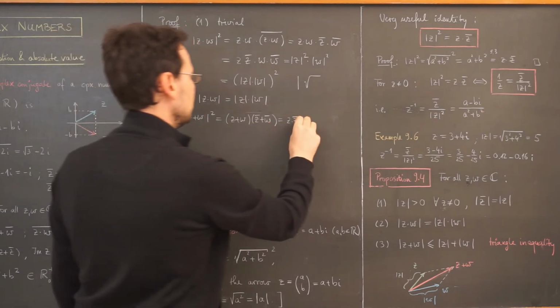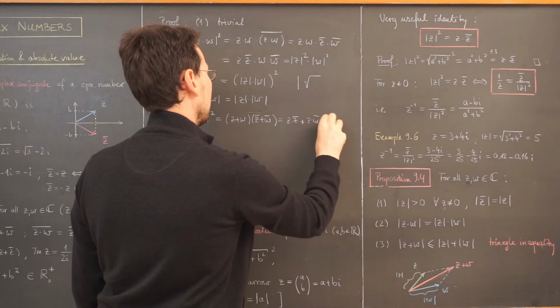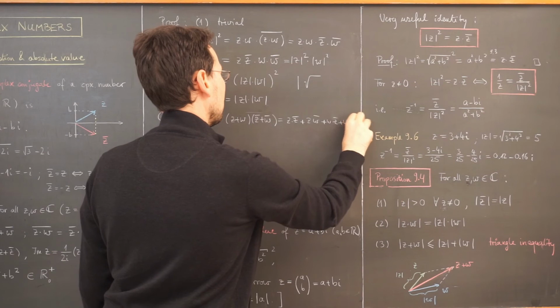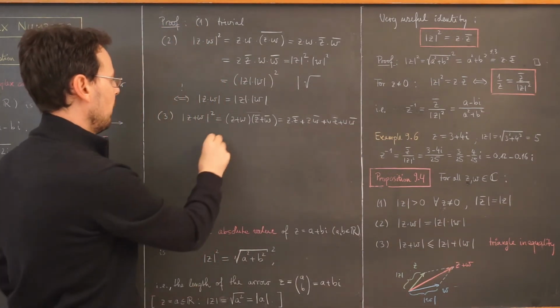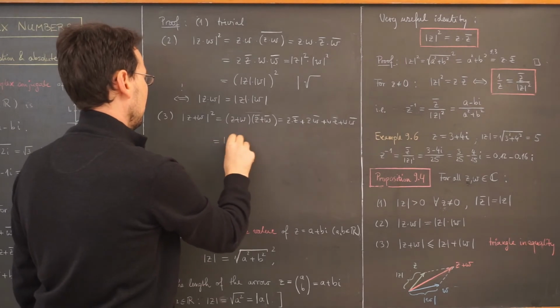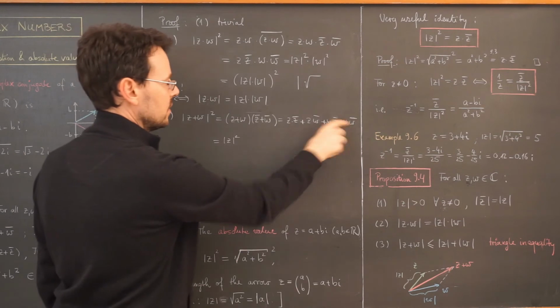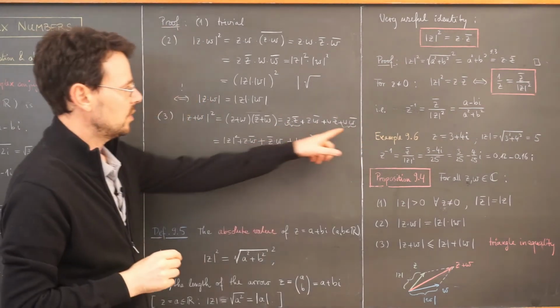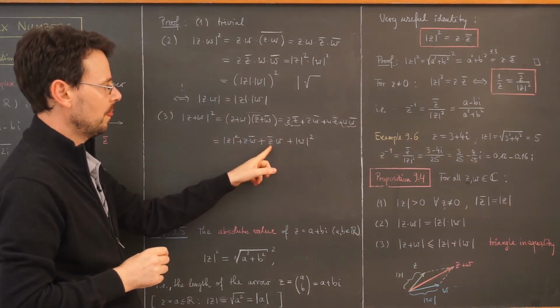z times z bar plus, here, very good. This is absolute value of z squared. This is absolute value of w squared. So here we have these two. Here I interchanged the order.